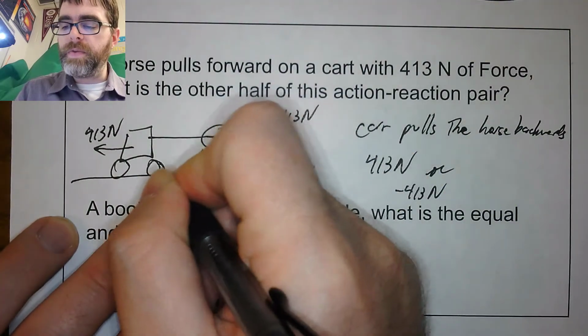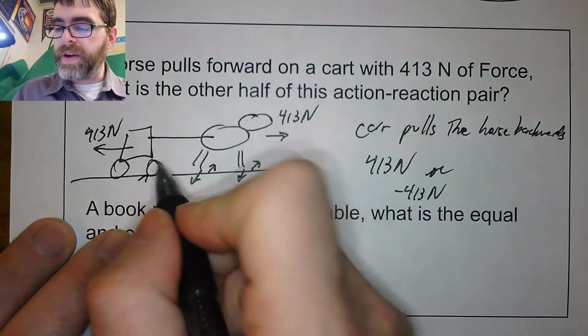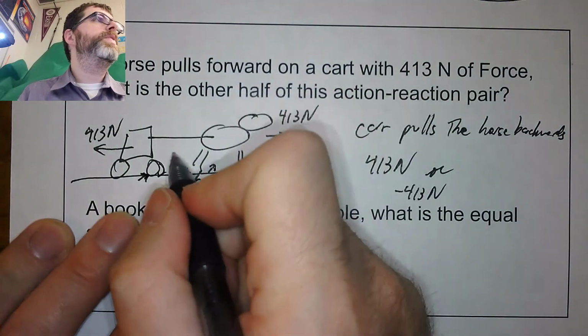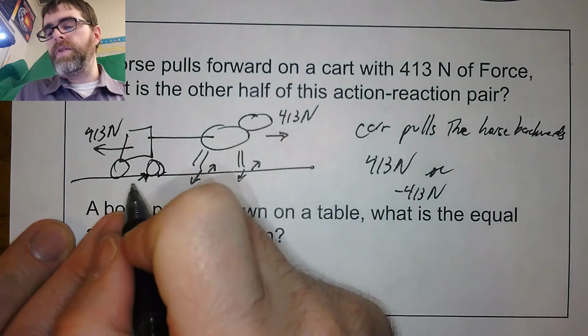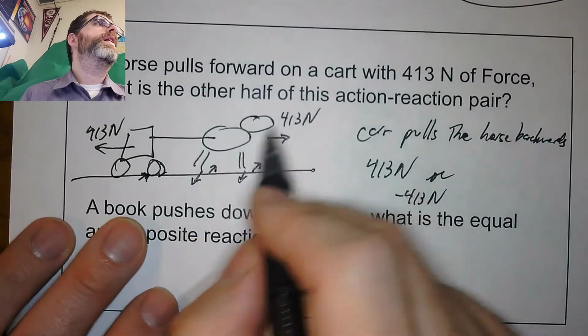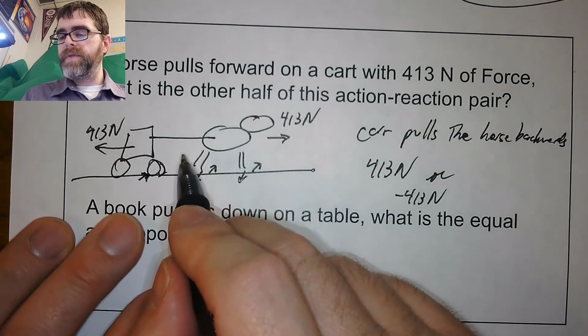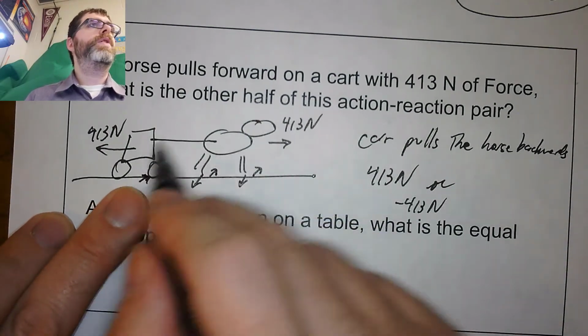Same thing's happening here in the wheels. It's a little bit more complex when you have a rotational system, but in the end, the wheels are pushing down and backwards on the ground, and so the ground pushes the wheels forward. And so you have other forces going on here.